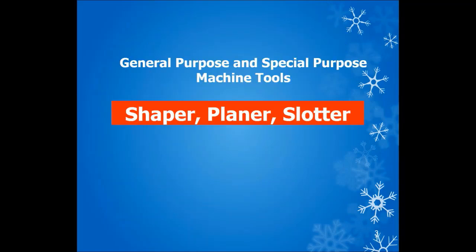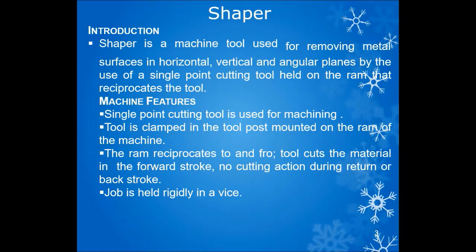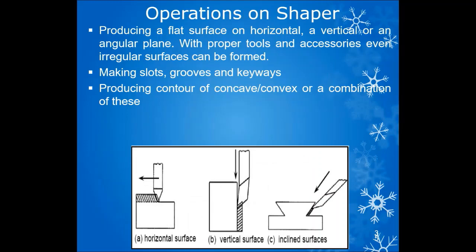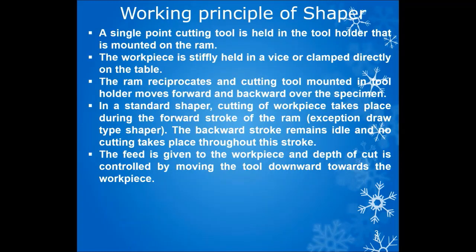General purpose and special purpose machine tools: shaper and planer are special purpose machines. Shaper is a machine tool used for removing metal from a surface in horizontal, vertical, and angular planes by use of a single tool. In the shaper, the job is fixed in a particular place and the tool is moved to and fro over the work. A single point cutting tool is held in the tool holder.